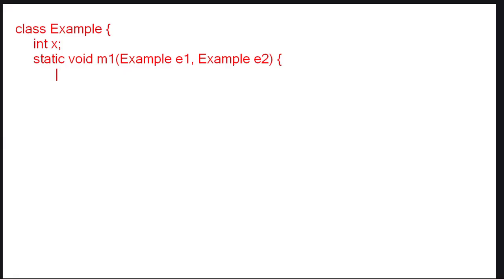Next, inside this static method, how can we read the non-static variable from the first object and the second object? How can I read the non-static variable value from the first object and the second object?